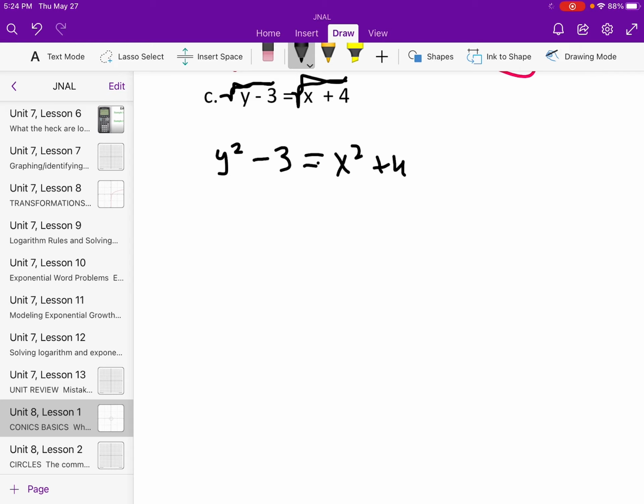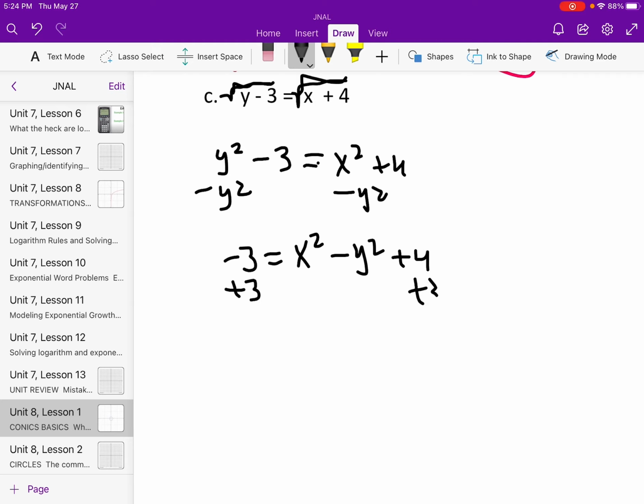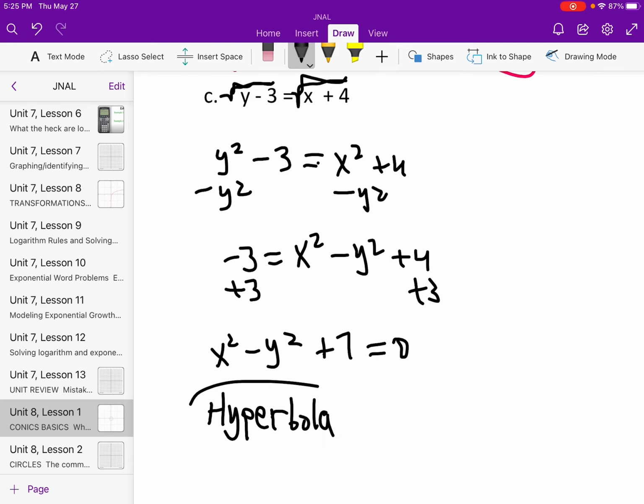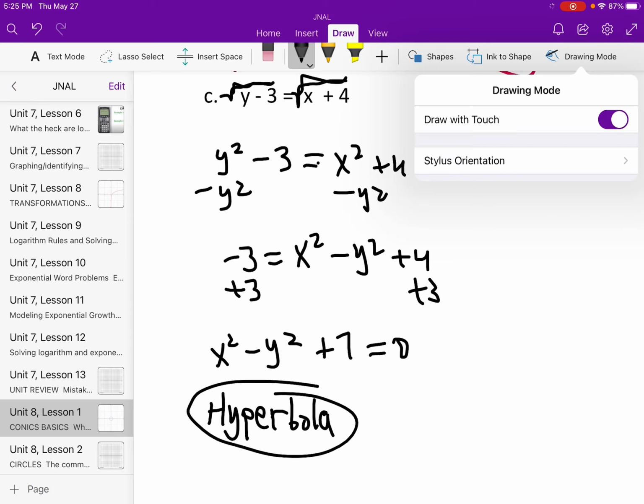Okay, we want everything to be on the same side. Means we're going to need to do minus y squared, get negative 3 equals x squared minus y squared plus 4, add 3. Then you get x squared minus y squared plus 7 equals 0. Alright, so what is this? This is a hyperbola this time, because we have an x squared and a y squared, but since one is negative and one is positive, that's why it's a hyperbola and not a circle or ellipse.